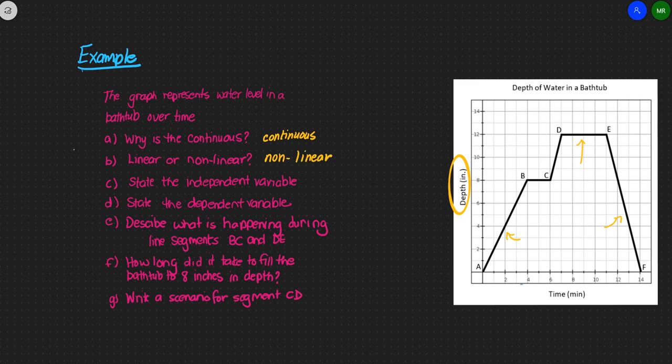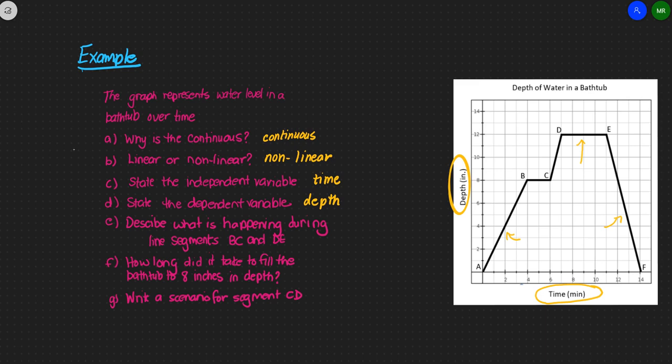So now we have to state the dependent and independent variable. And just as I mentioned before, time waits for no man. So time is the independent variable, and the depth of the water depends on the time. So the depth is the dependent variable.